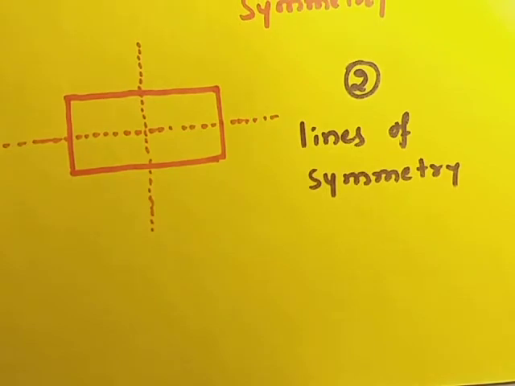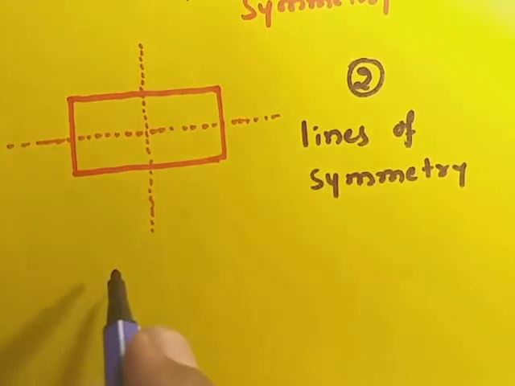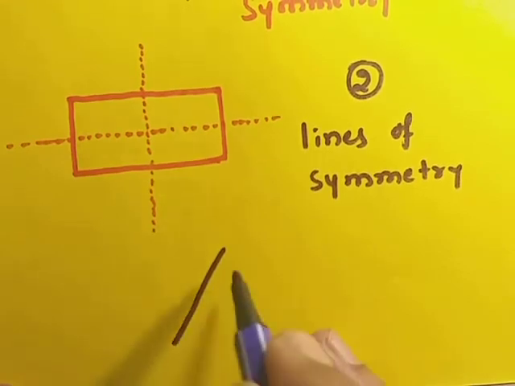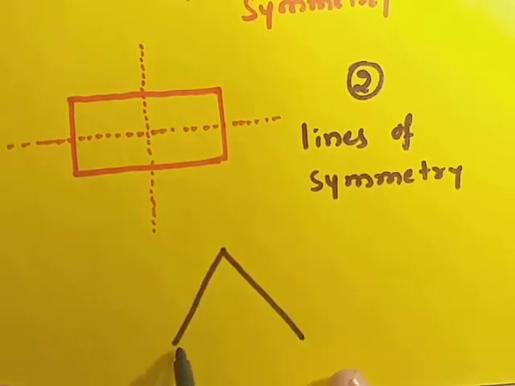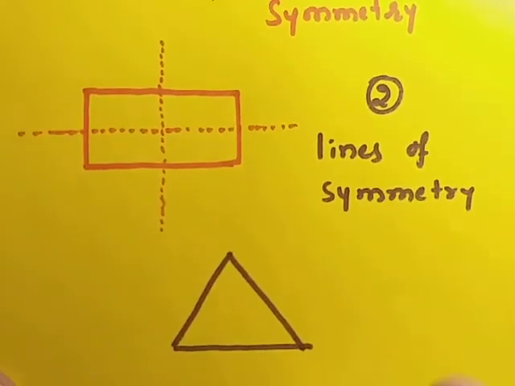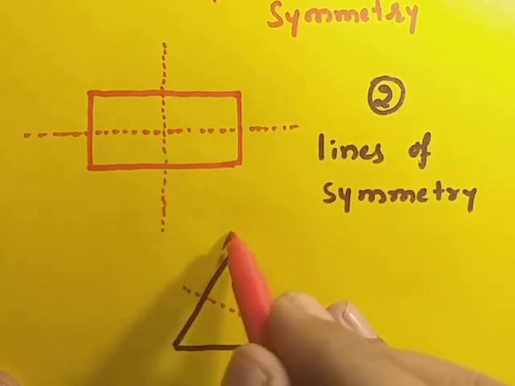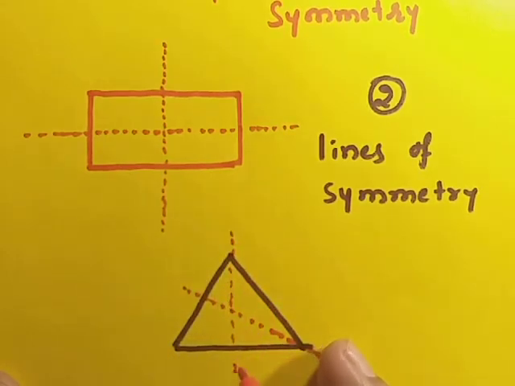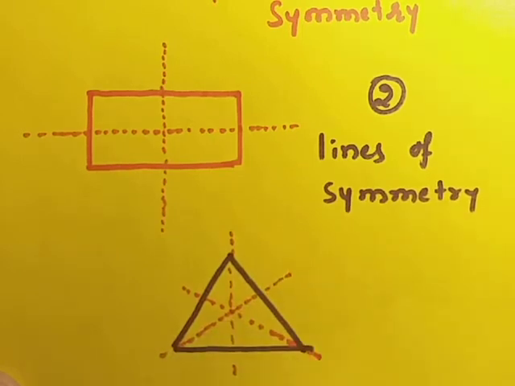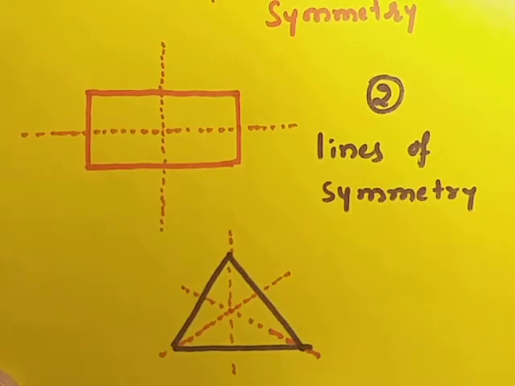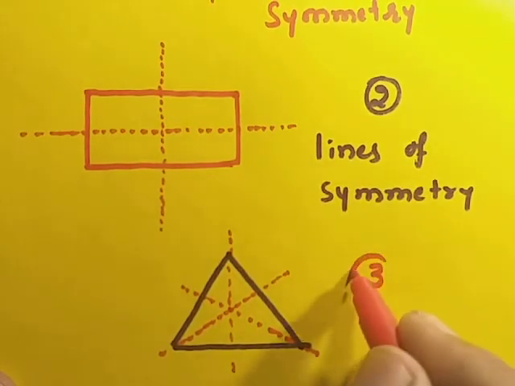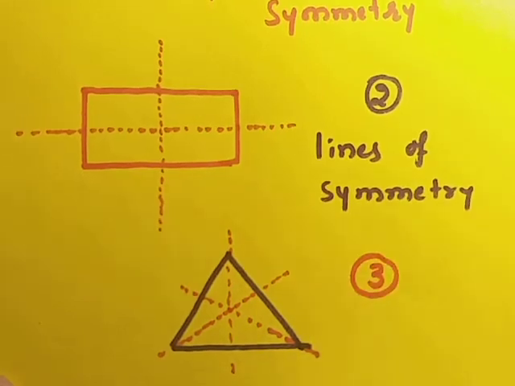Similarly, when we draw an equilateral triangle, in this case we will have from each vertex, that is one line passing through one vertex, second line passing through one more vertex, and third line passing through one more vertex. These three are called our three lines of symmetry. There are three lines of symmetry in this.